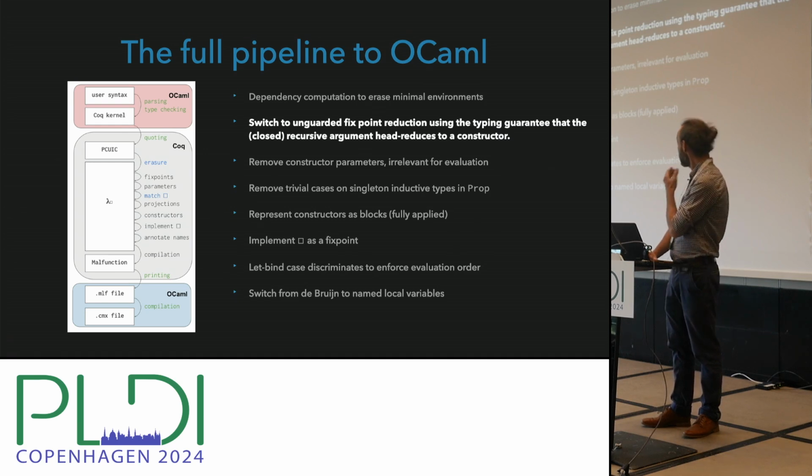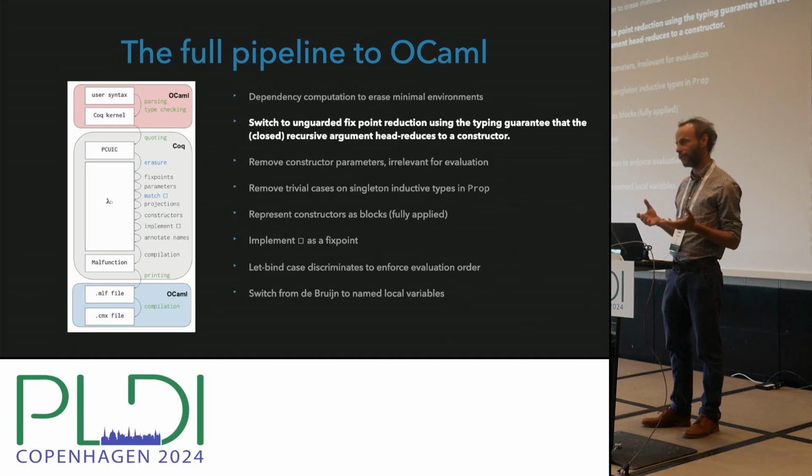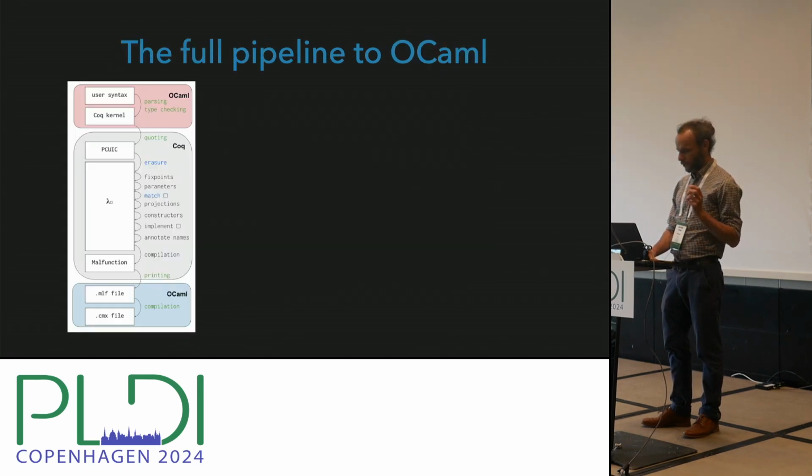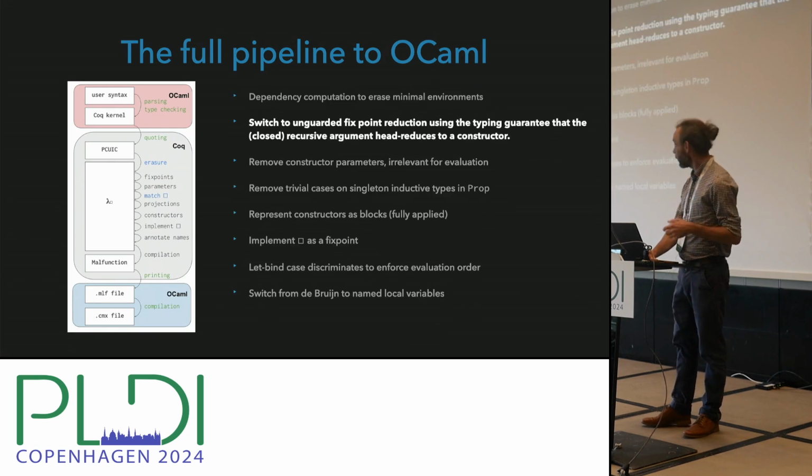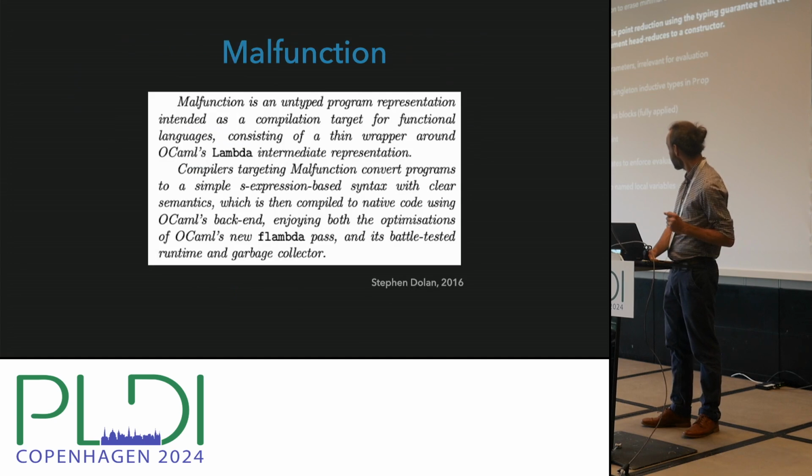For example, for this case of unfolding of fixed points, we know that if we have a closed term of inductive type, it must reduce to a constructor. So this check is superfluous. We don't need to do it when you do weak call by value evaluation in an empty context. So this goes down to the malfunction language.